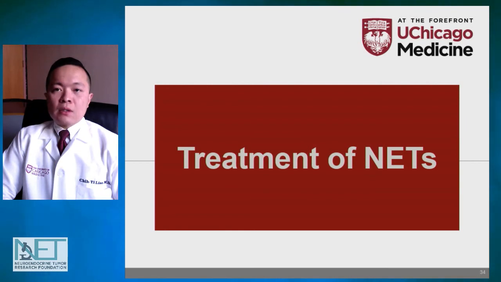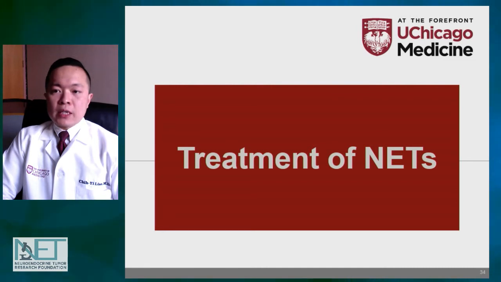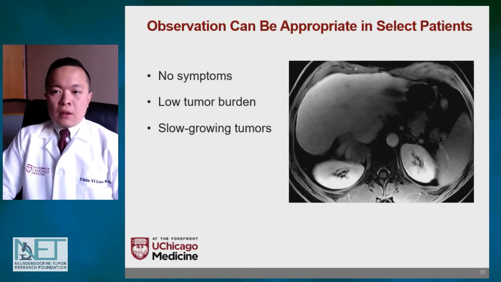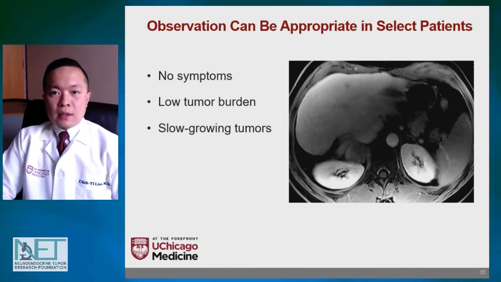And finally, I wanted to talk a little bit about the treatment landscape of neuroendocrine tumors, and this will be further expanded on by other speakers in today's symposium. And before we talk about treatment, I want to highlight that observation or active surveillance can be very appropriate in a select patient population. So these are generally patients who do not have symptoms, or they have a low tumor burden, and they have very slow growing tumors. So one example is this patient over here that just has a very tiny liver tumor. So this patient can be safely observed.